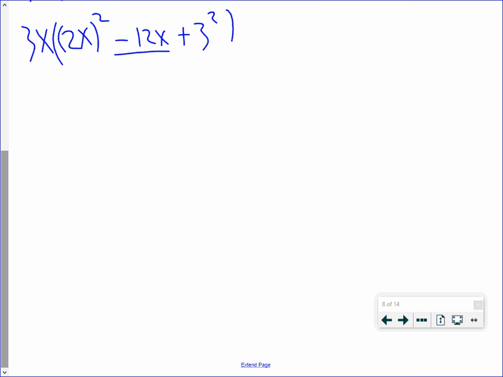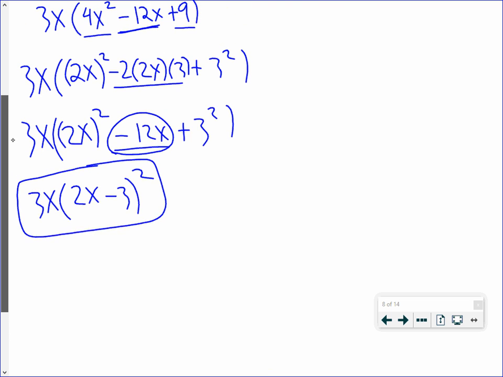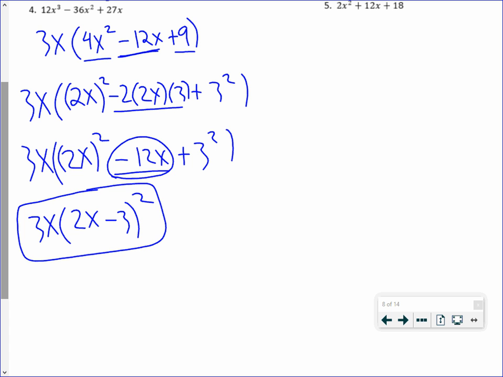So we know it's a perfect square trinomial. So now we can just use our perfect square trinomial rules. It'll be a minus b all squared. So 2x minus 3 all squared. And we use a minus 3 instead of a positive 3 since our middle term is negative. And the sign of the middle term has to equal the sign of the factor. So our factored form for number 4 is 3x times 2x minus 3 all squared.